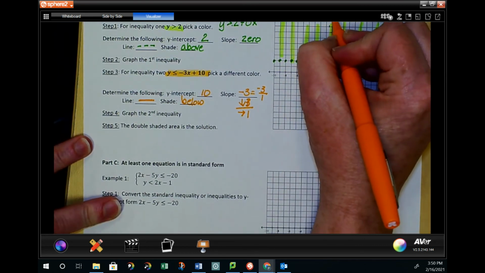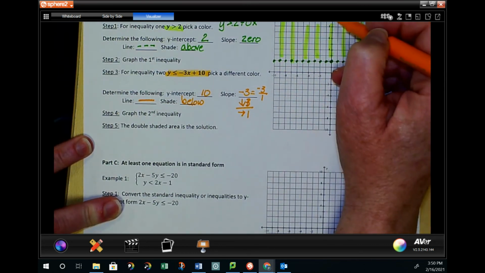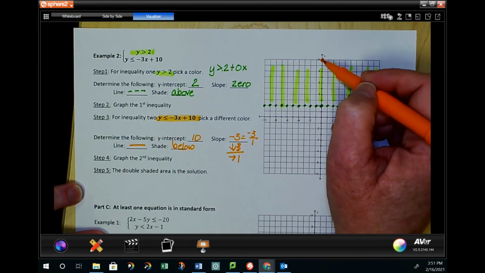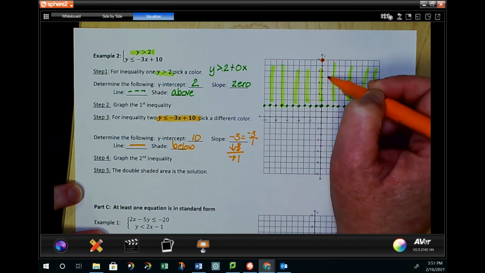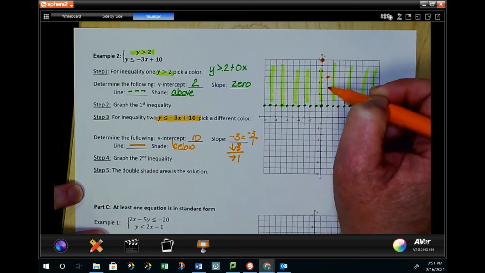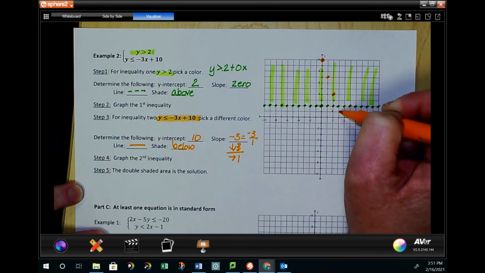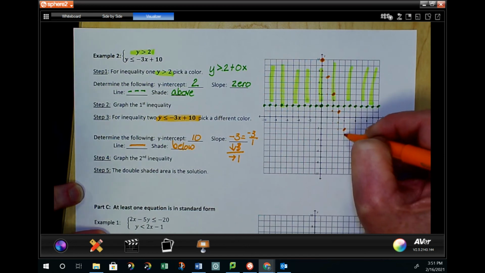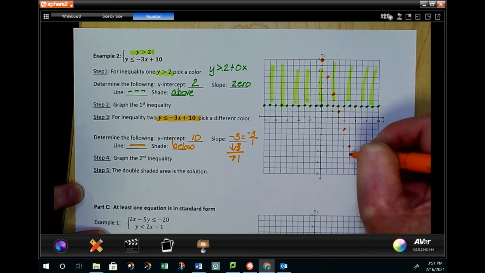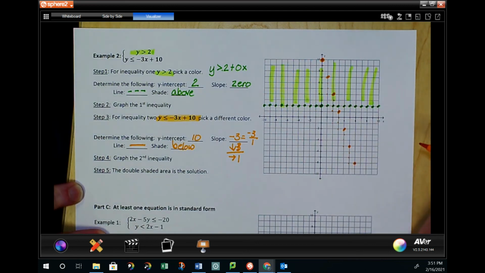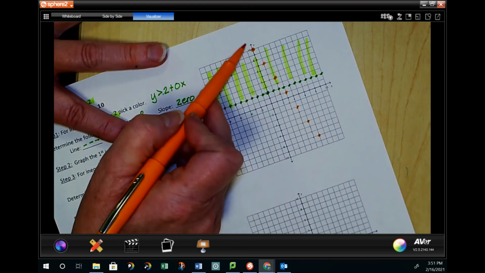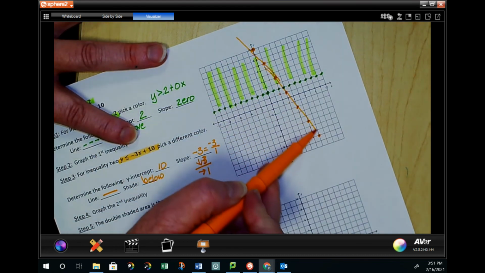So I have my y-intercept at 10. From my y-intercept, I'm going to go down 3, 1, 2, 3, to the right 1. Down 3, 1, 2, 3, to the right 1, and I'll keep repeating that. And now I'm kind of off my chart, and I'm going to connect my line. I'm going to draw it as straight as I possibly can, connecting my points.